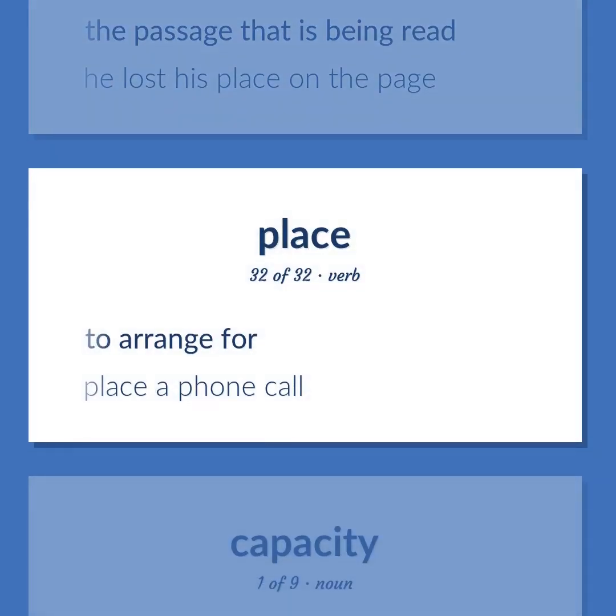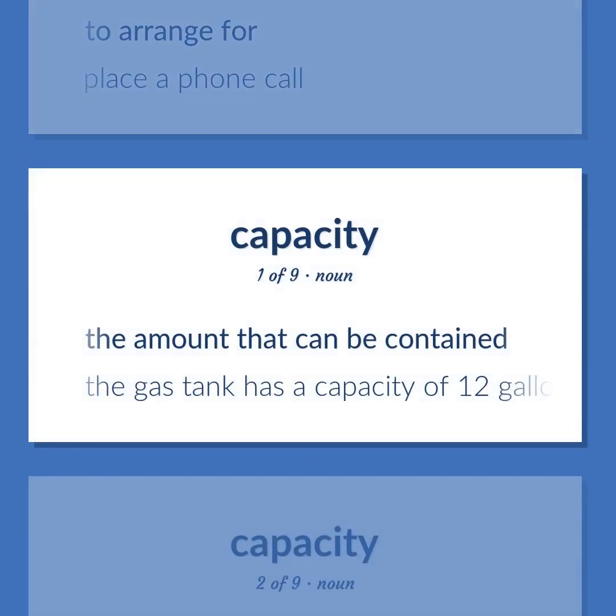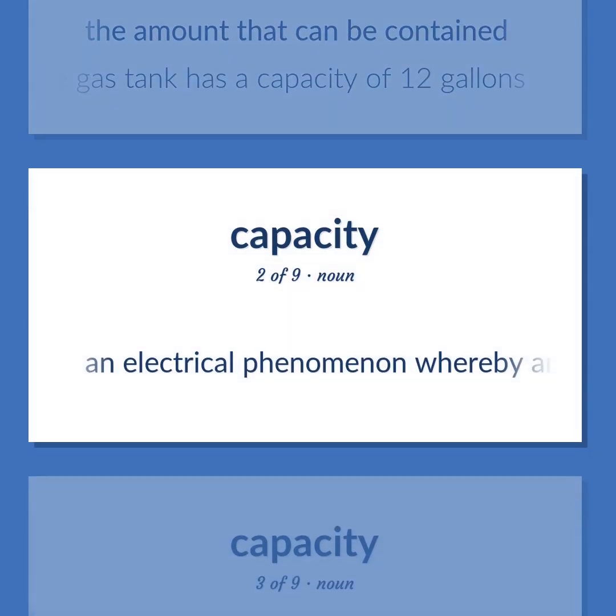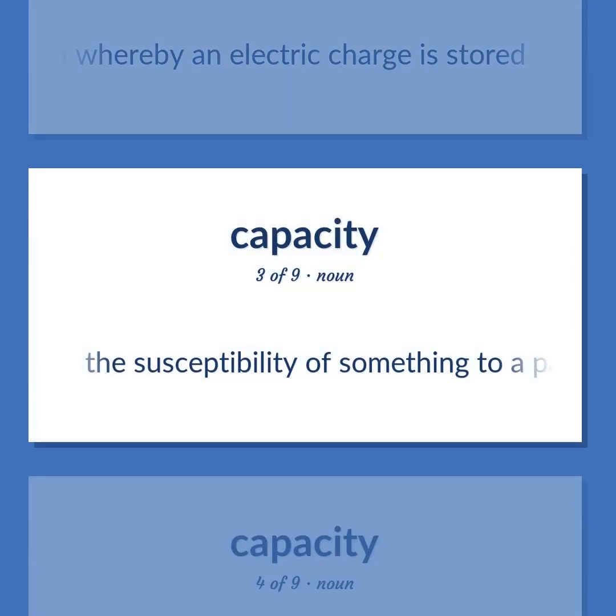To arrange for. Place a phone call. The amount that can be contained. The gas tank has a capacity of 12 gallons. An electrical phenomenon whereby an electric charge is stored. The susceptibility of something to a particular treatment.